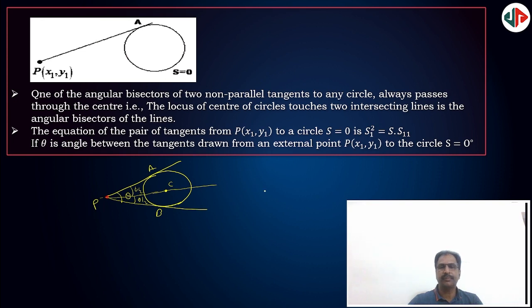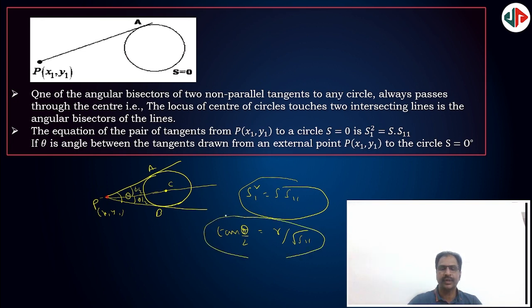And what is the equation of pair of tangents? Suppose P is (x1, y1). From an external point, two tangents can be drawn, PA and PB. The combined equation of PA and PB is given by S1 square = S into S11. So this is the formula for finding the combined equation of pair of tangents drawn from an external point to the circle. And if theta is the angle between the tangents drawn from an external point to the circle, then the formula for finding the angle between the tangents is given by tan(theta/2) = r / root S11.